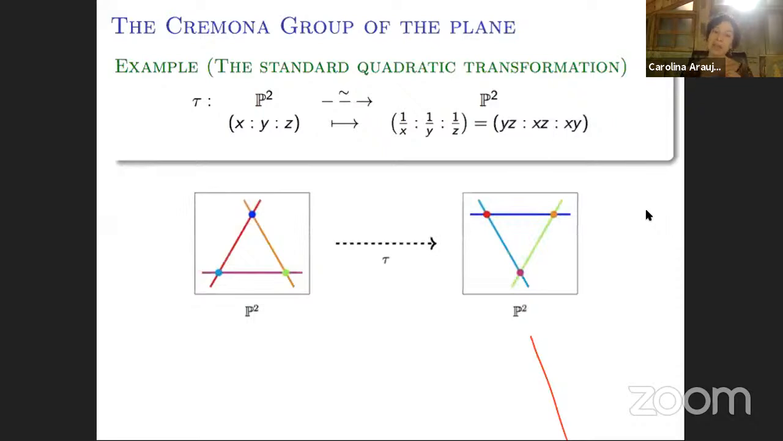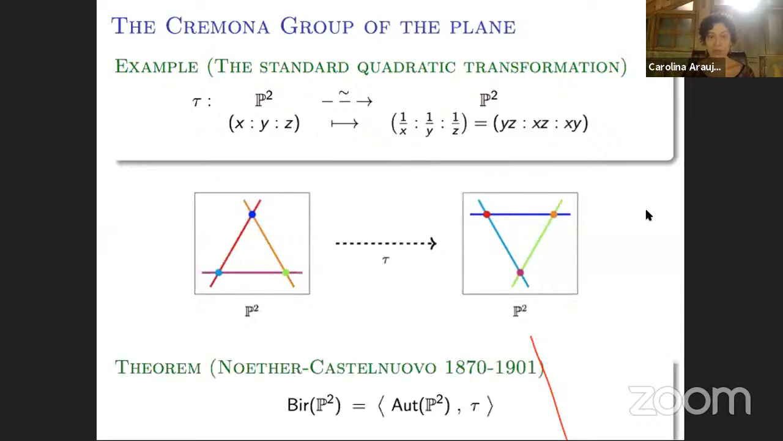This birational map is not defined precisely at the 3 coordinate points. If you try to plug in, you get 0, 0, 0, which is not a point of P2. And moreover, if you look at what it does with the 3 coordinate lines, you will see that they are contracted to the opposite coordinate point. So this is the geometry of the standard quadratic transformation.